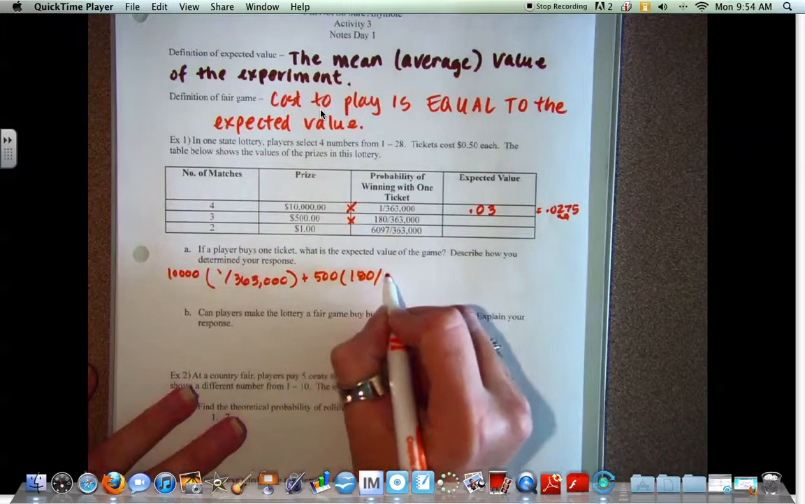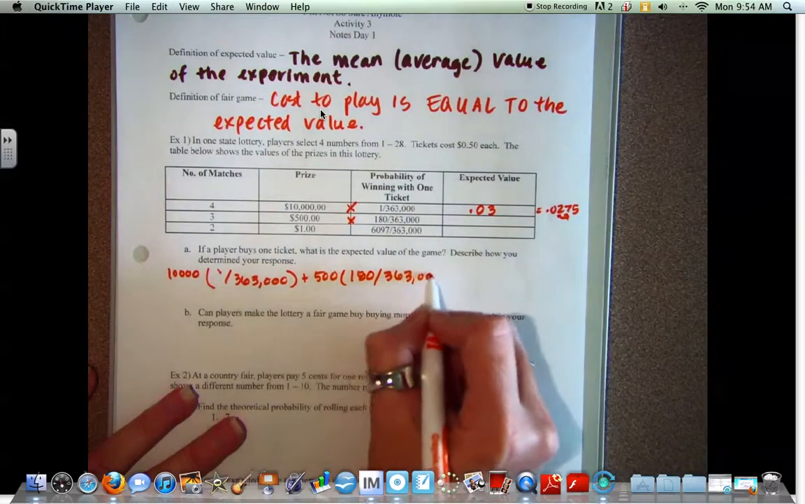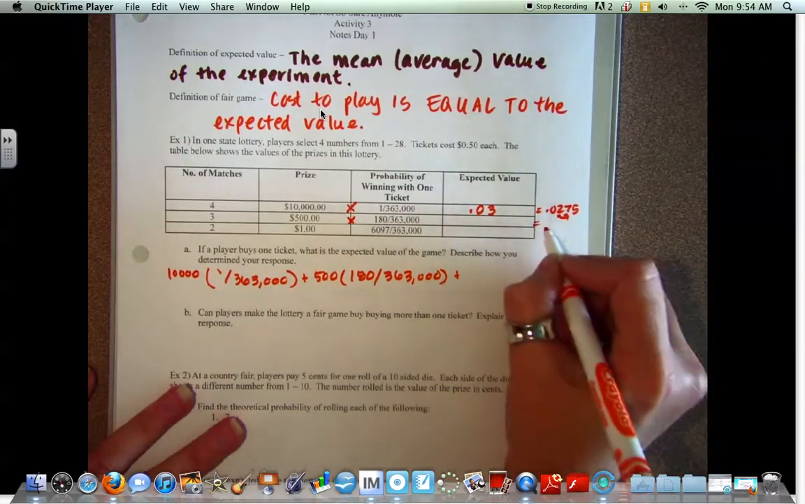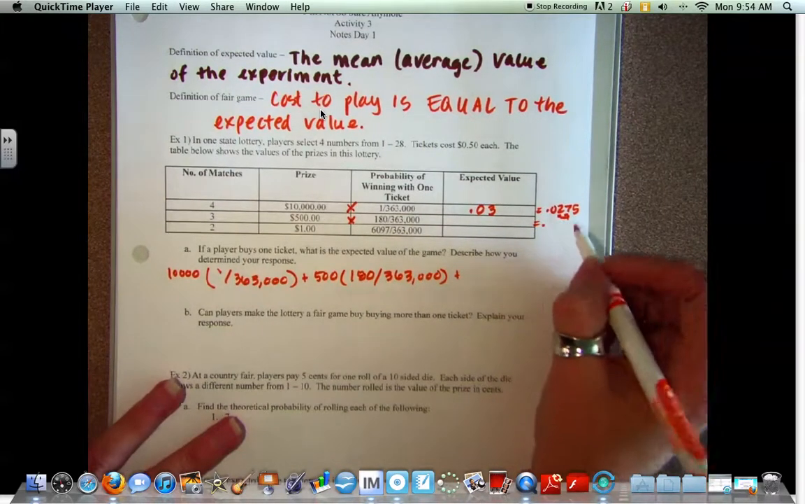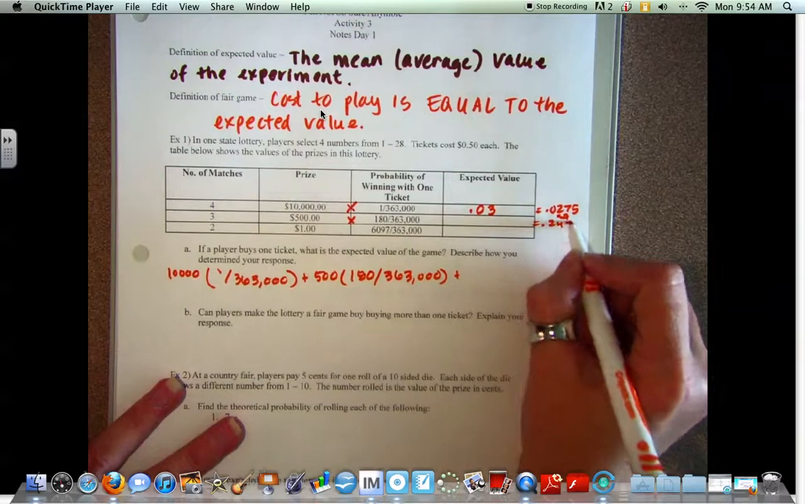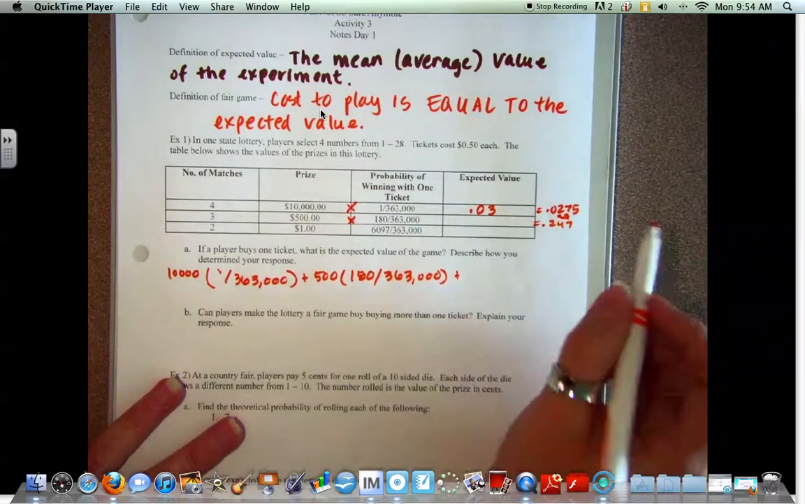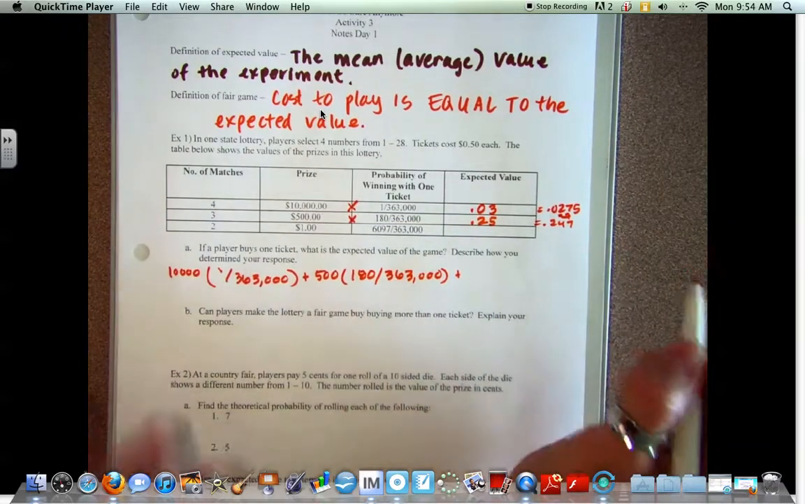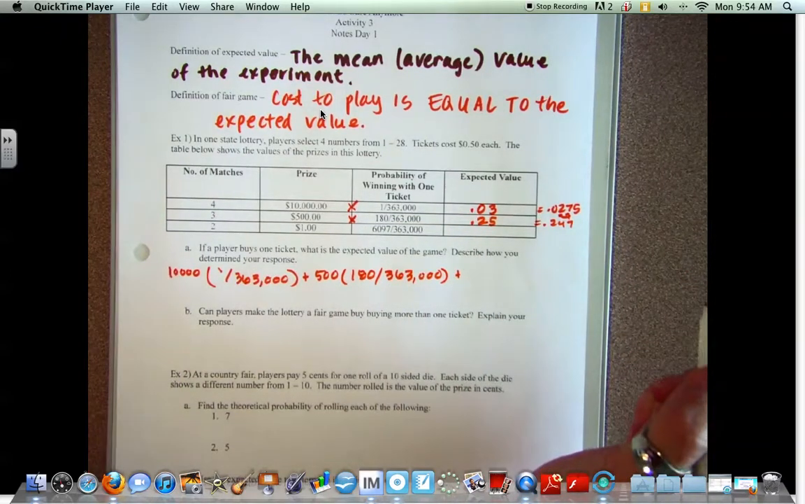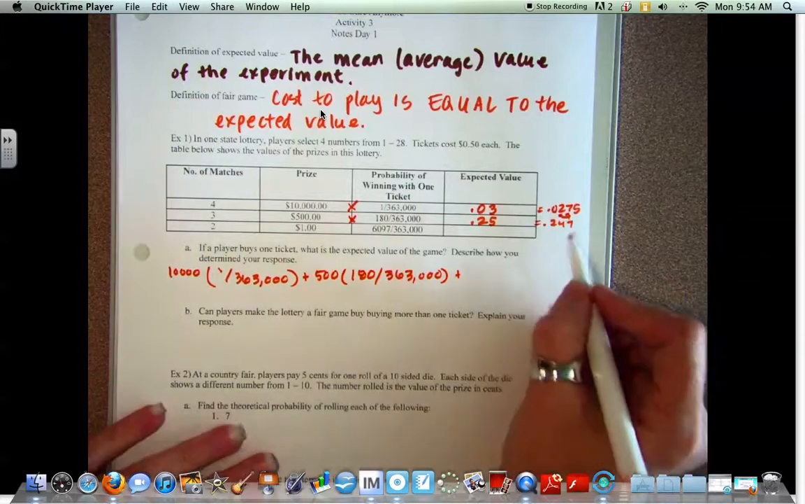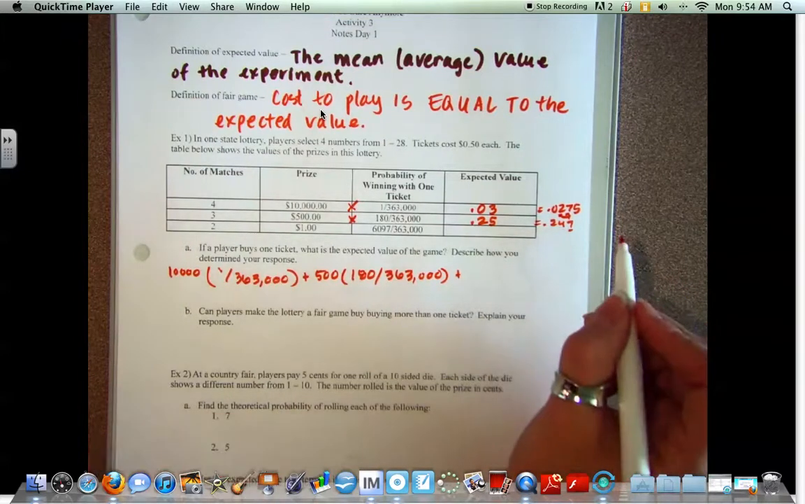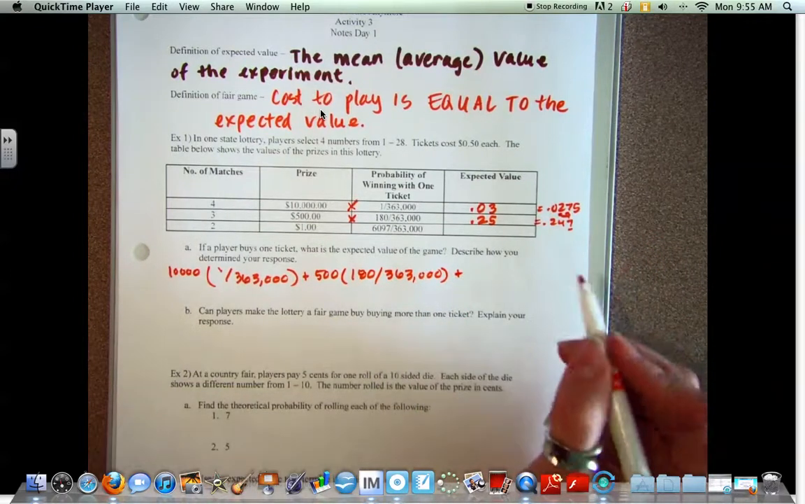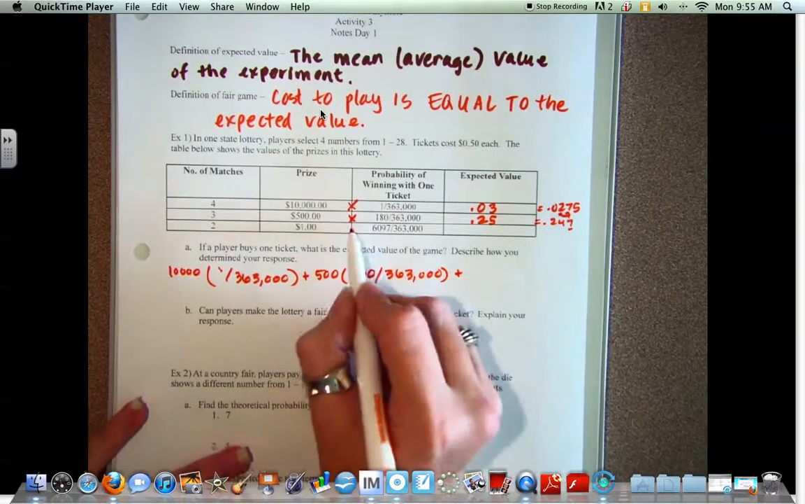For the next prize, we have 500 times 180 divided by 363,000. Nick, what do you have? 0.247. So is it going to be 0.24 or is it going to be 0.25? 0.25. What's the rule for rounding? If it's 5 or bigger, round up. Yes, I just told you that rule.